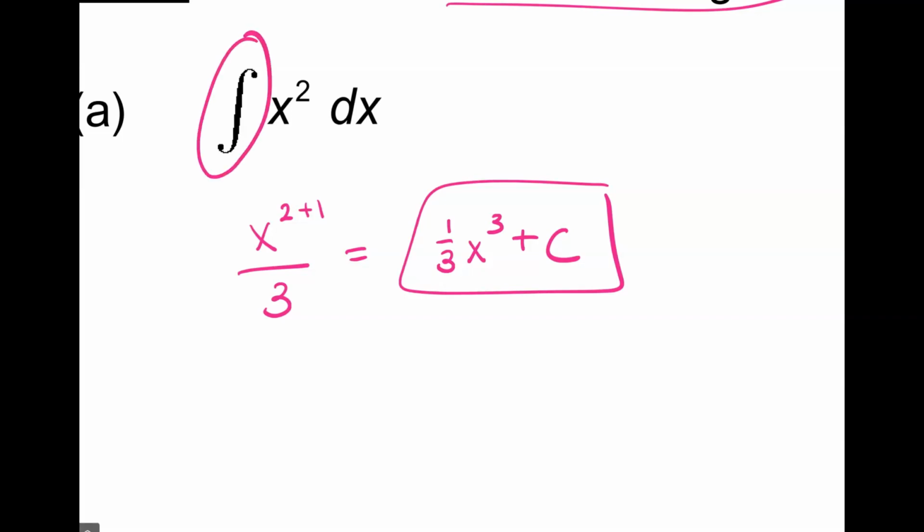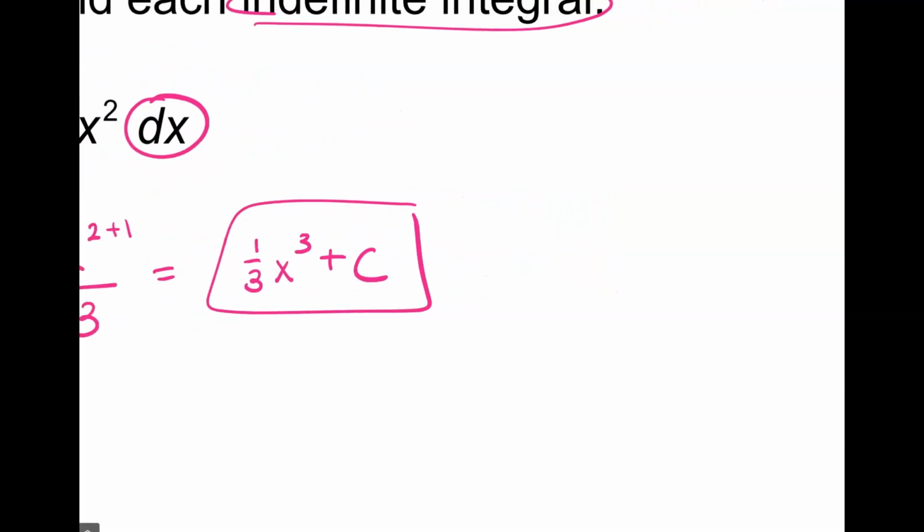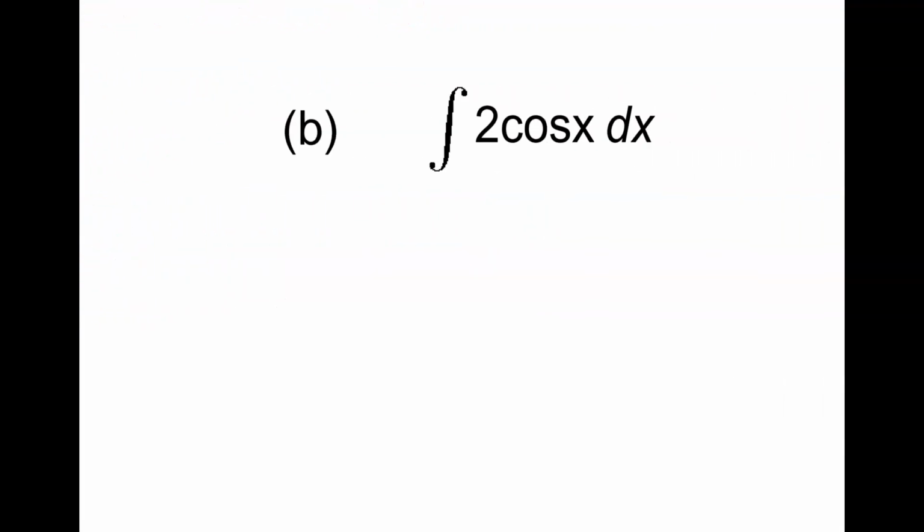Notice, integral signs always have a differential associated with them, right? Integral with a d something. Let's try b. Integral of 2 cosine x dx.